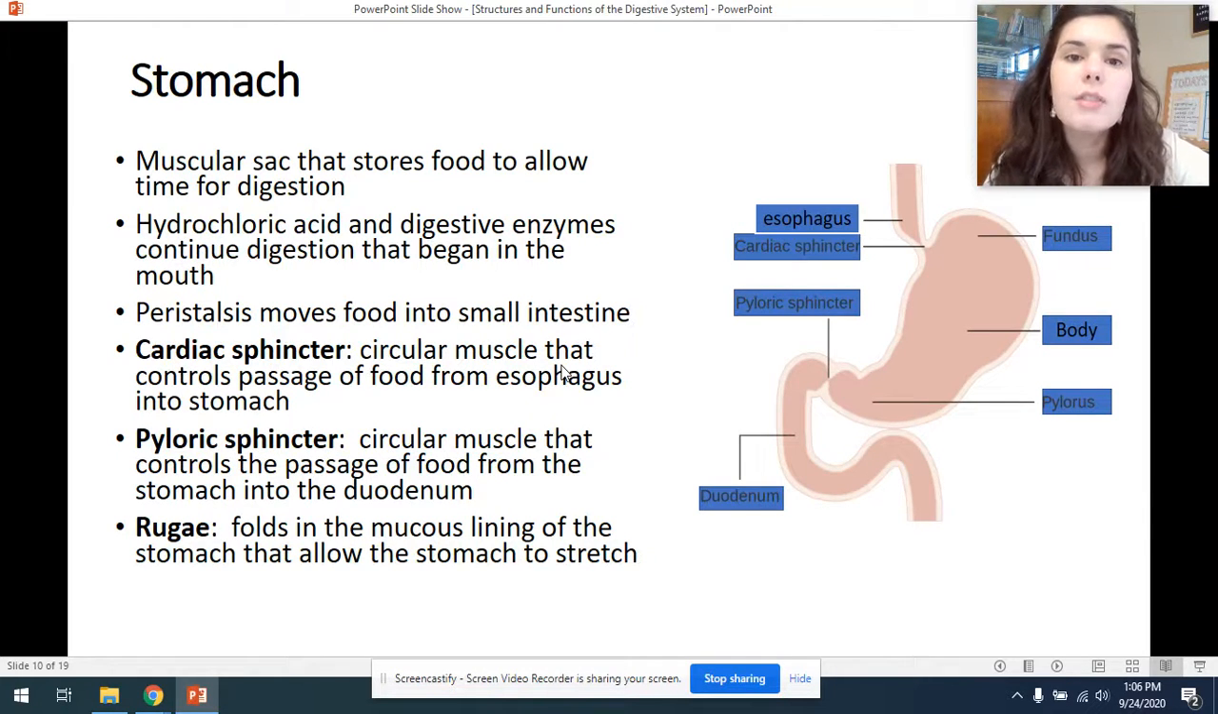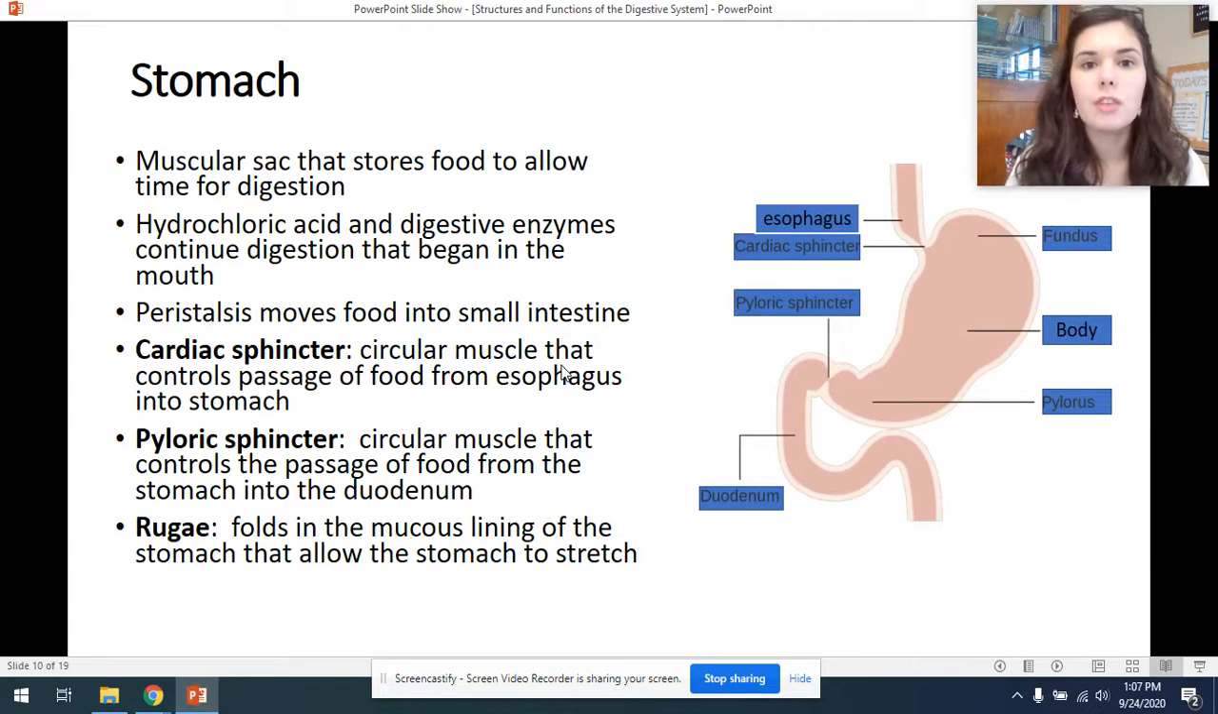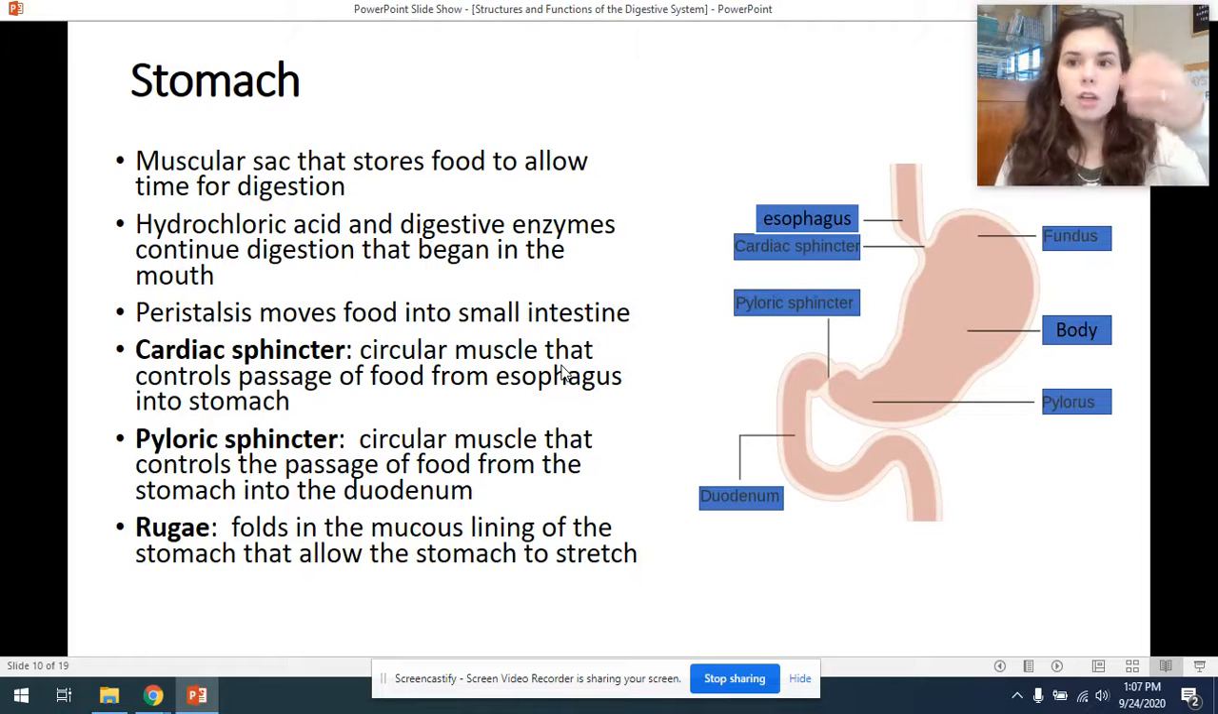And you have a couple of different sphincters that are important to note in the stomach. The first one is the cardiac sphincter. And this is a small circular muscle that actually controls the passage of food from the esophagus into the stomach. So where the esophagus connects to the stomach, there's actually a circular muscle that contracts and dilates to let food enter from the esophagus down to the stomach.